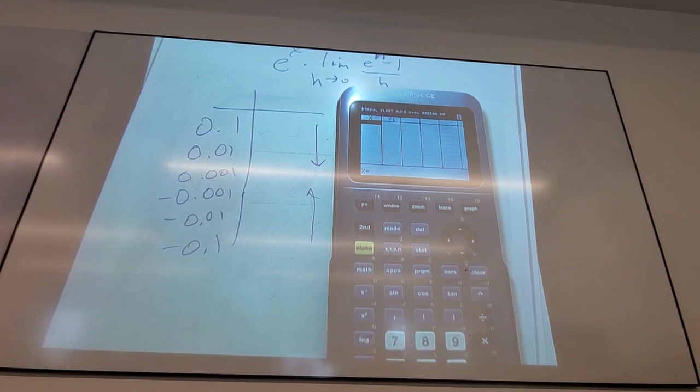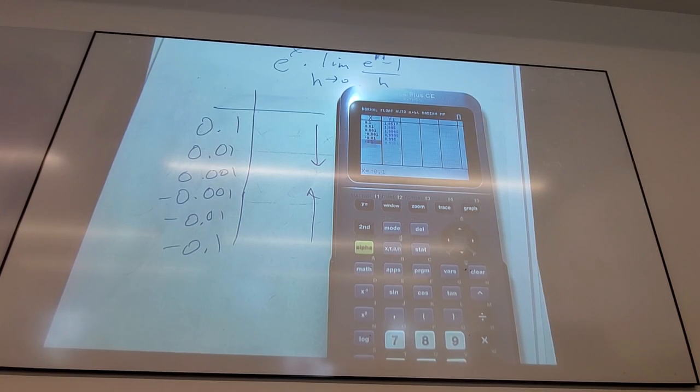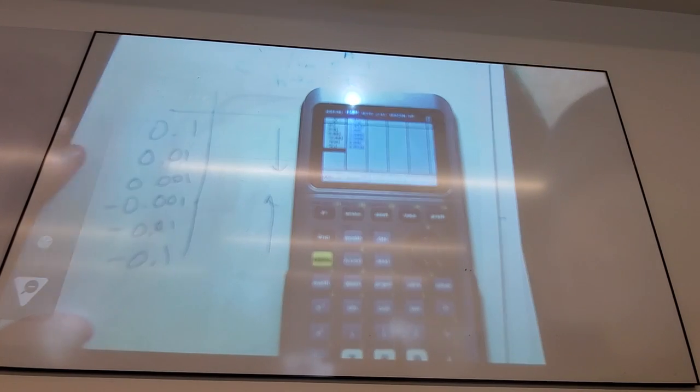So now I can put in here 0.1, 0.01, 0.001, negative 0.001, negative 0.01, negative 0.1. Okay. So let's zoom in on this.